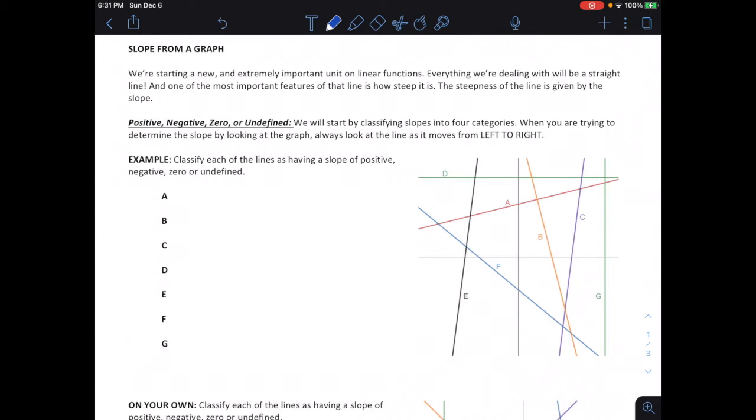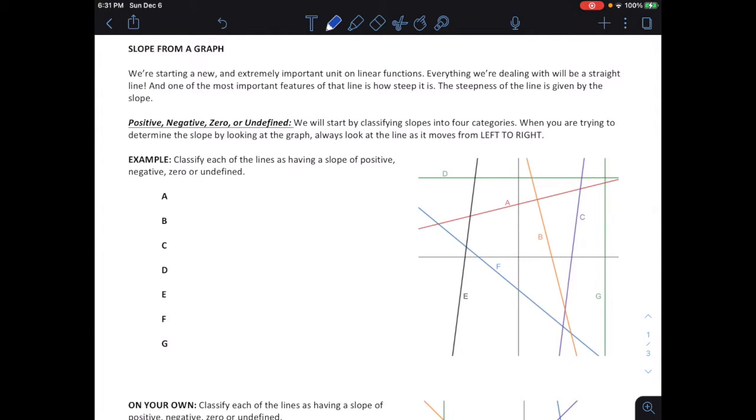Okay, so we are starting a new unit on linear equations. And so the first thing we want to talk about is how we can find slope from a graph. If you look at this graph here, there's a whole bunch of lines on here. They're all different colors, and they're all labeled with A, B, C, D, E, F, and G.